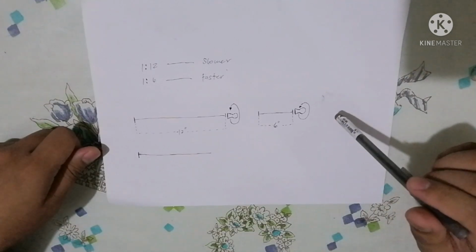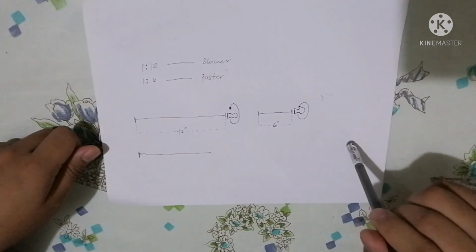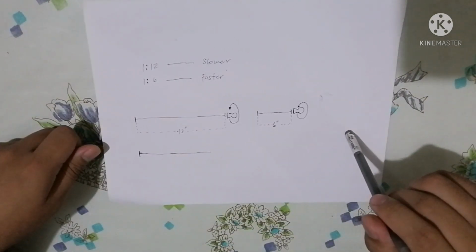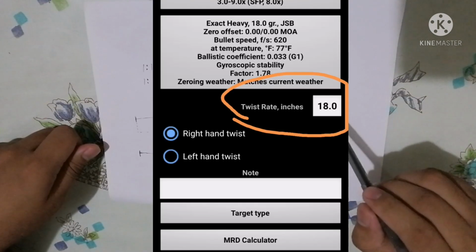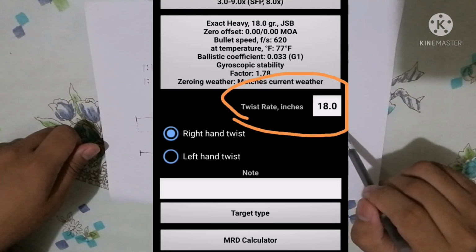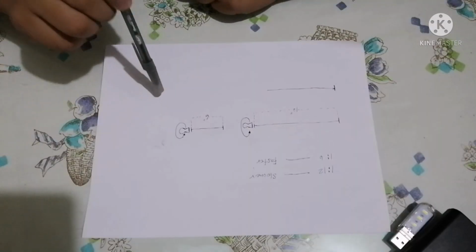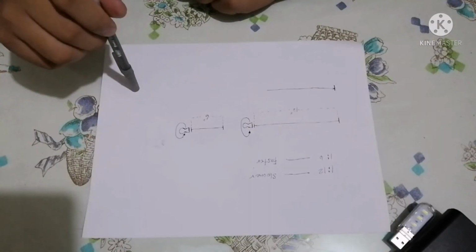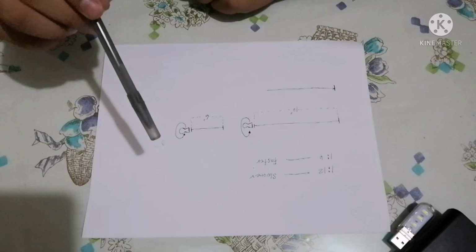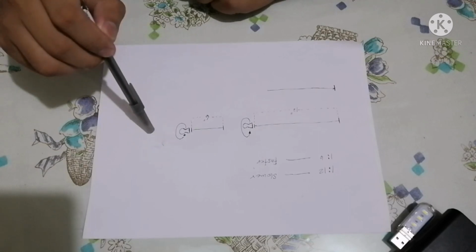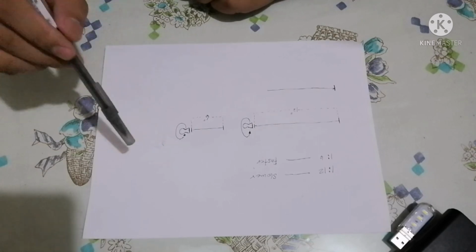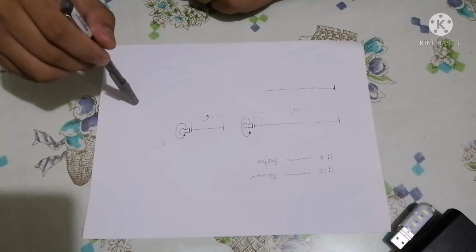Here's the question. Why do you need to know your barrel twist rate? Well, simply because it is a requirement in the Strelok Pro ballistic software. But here's a problem. Not all barrel manufacturer will give you the barrel twist rate. So that's why I'm here to show you or to teach you how to calculate your barrel twist rate.